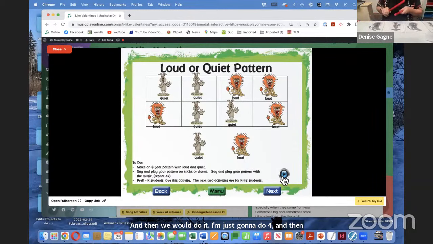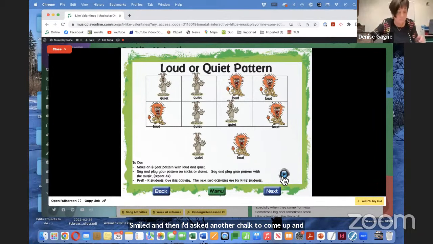Loud, quiet, loud, quiet. And I'd get a child to come up and rearrange and make a new pattern. So if I put all of these out, I'd get them to rearrange. So let's swap loud at the end and quiet here, and quiet here and loud here. So let's try it now. Let's try it with the tambourine, see how it sounds. Ready, go. Loud, loud, quiet, quiet, quiet, quiet, loud, loud. And then I'd ask another child to come up and rearrange. So we would do two or three, and not everybody would get a turn.